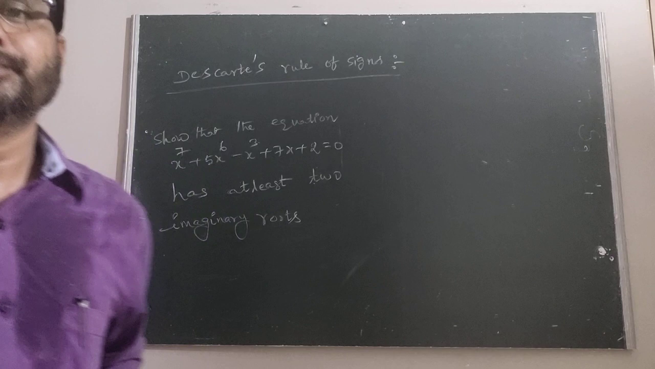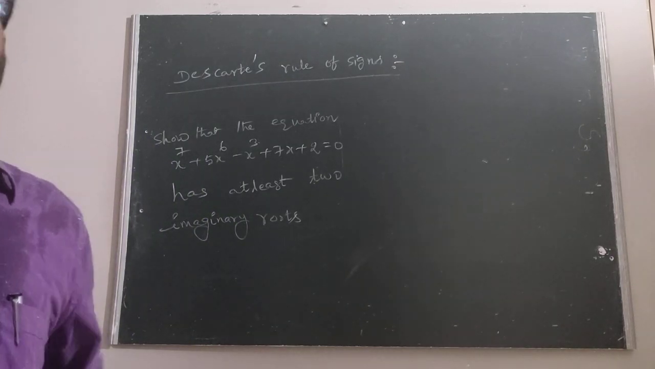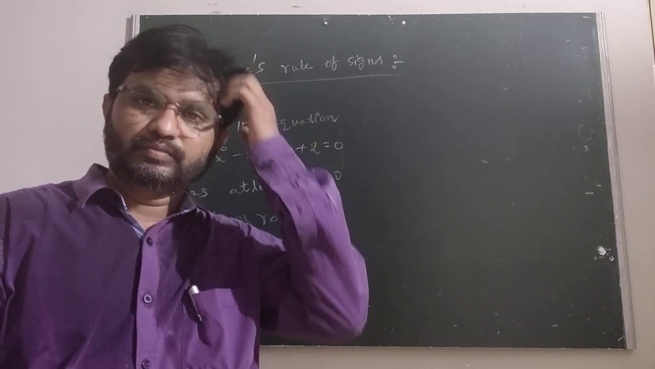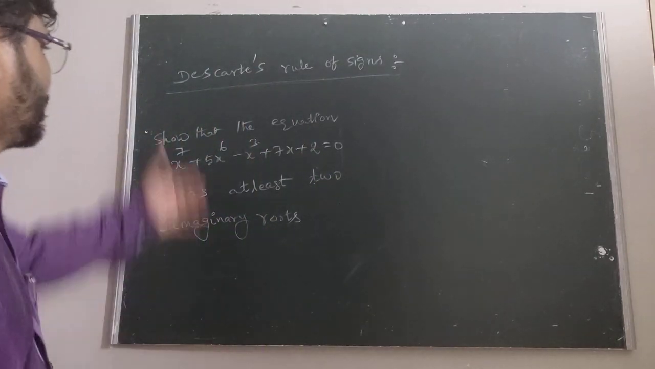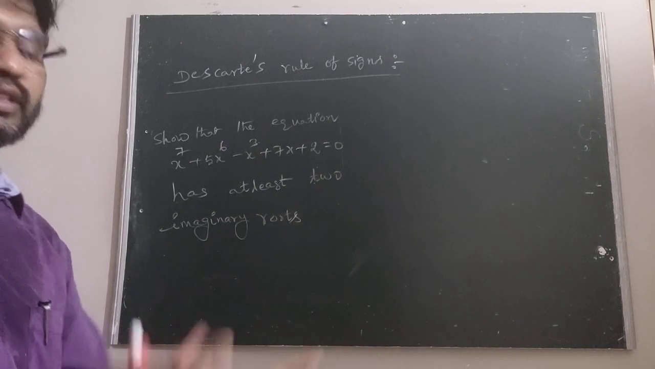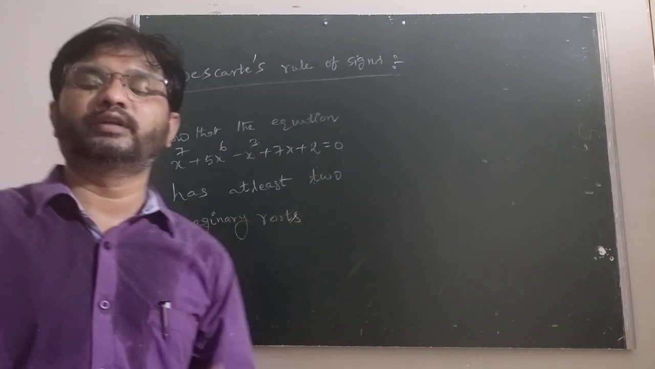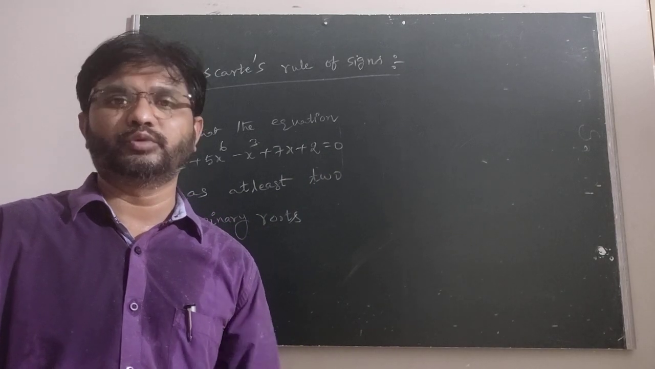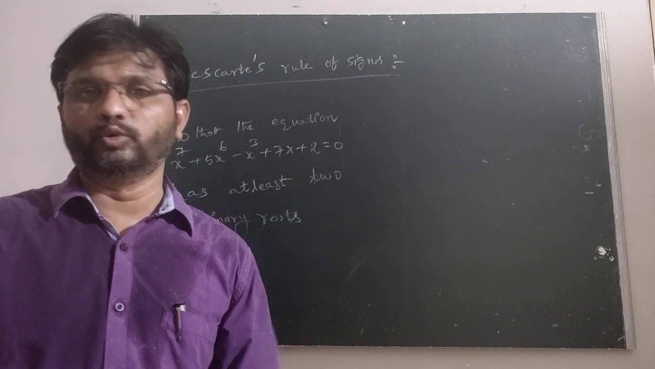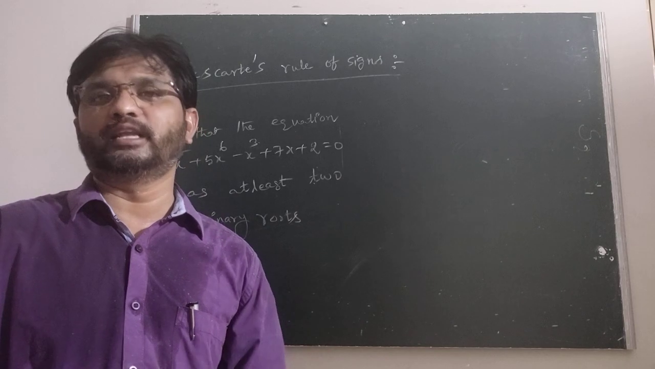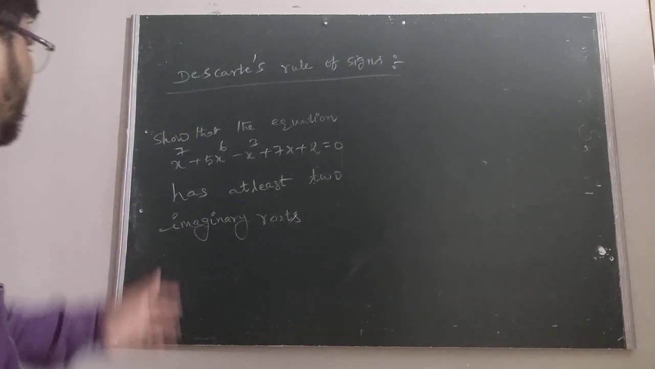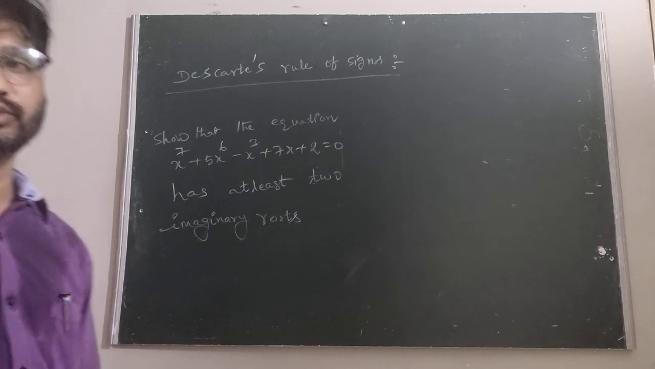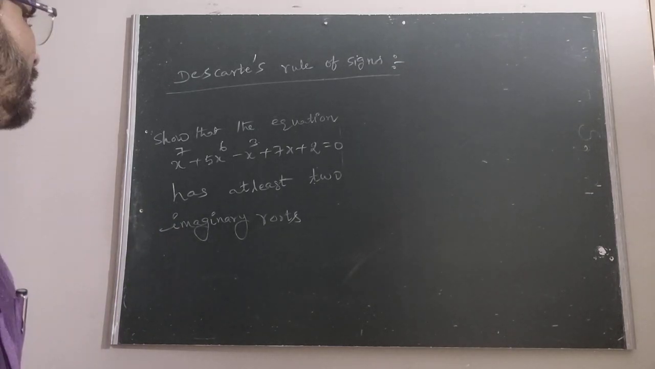Descartes' rule of signs tells us how many positive roots, how many negative roots and how many imaginary roots an equation has. Suppose an equation is given; we have to find how many positive roots, how many negative roots and how many imaginary roots it has. So the question here is, given that the equation has at least 2 imaginary roots, what is the rule here?